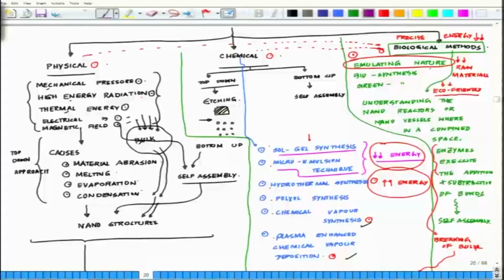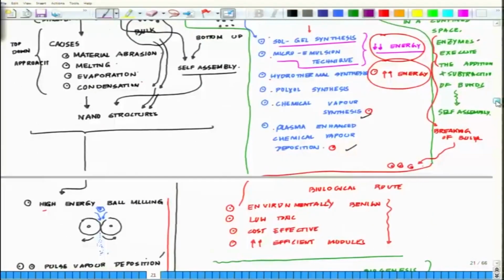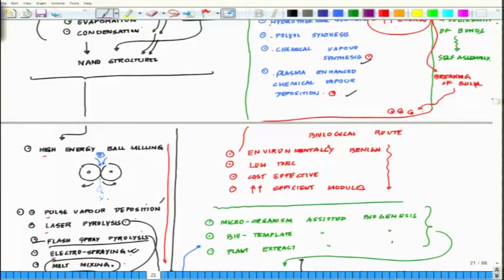So, if we recollect what we talked about the biological methods, the basic idea is emulating nature, biosynthesis, which is a green route, and the raw materials are eco-friendly. It also involves understanding the nanoreactors or nanovessels where, in a confined space, the enzymes execute the addition and subtraction of bonds, leading to self assembly. And the biological routes are mostly environmentally benign, low toxic, cost effective and more efficient modules.